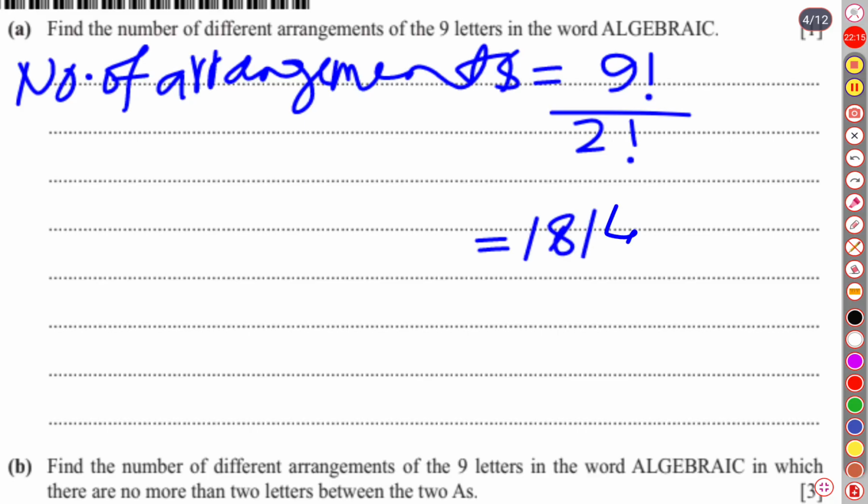181,440 ways these 9 letters can be arranged. It is 440, not 400. So it is 440.